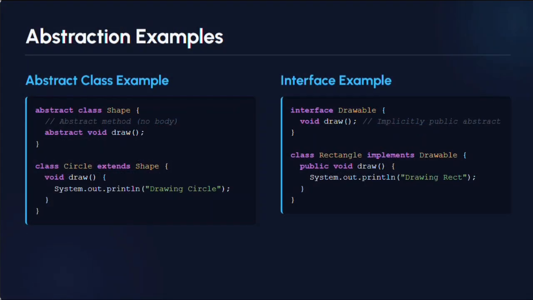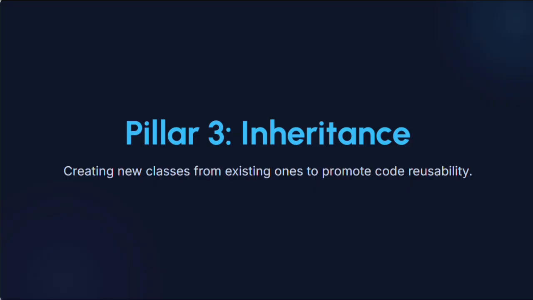Next, there come the abstract class examples. You can see there's an abstract class example and an interface example. Go through that and don't forget. It's very useful. Next, there comes pillar number three, inheritance.